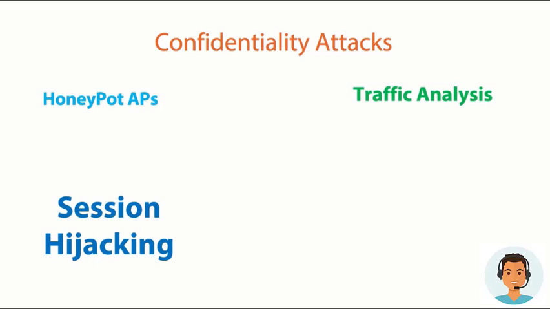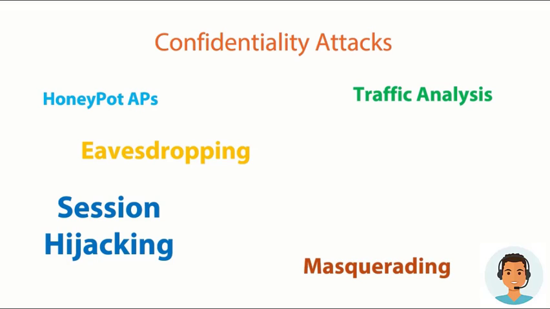Also, obviously, traffic analysis. This can tell us quite a bit about the network infrastructure. Also, eavesdropping. This is again where we're just going to capture and look at traffic to see if we can obtain any type of potentially sensitive information. Masquerading is another one.